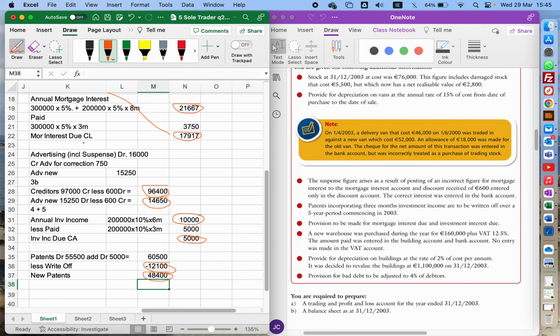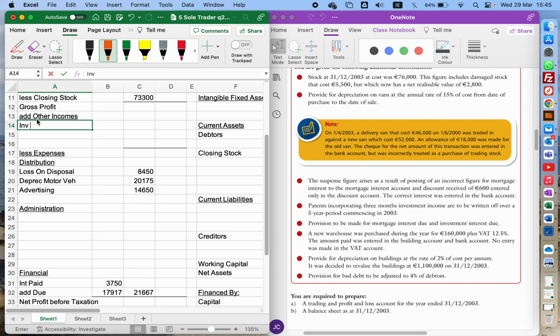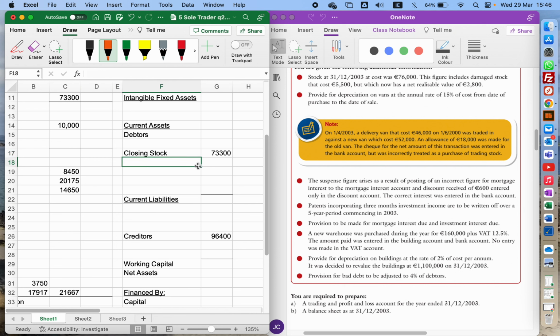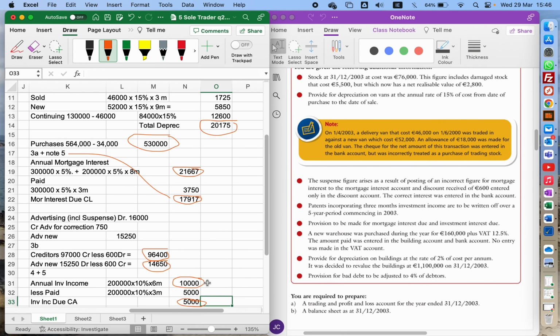And I have my investment income, etc. So I'm going to do those now. Investment income is an income, and the real figure for investment income is 10 grand. I'm putting this in the middle column because there'll probably be other incomes as well later on as we go through the question. This is the amount of income we should have received, not the amount we actually received. And the extra bit that we're owed is going to be a current asset, and that was 5 grand. So that's those two, 10 grand and 5 grand, fantastic.